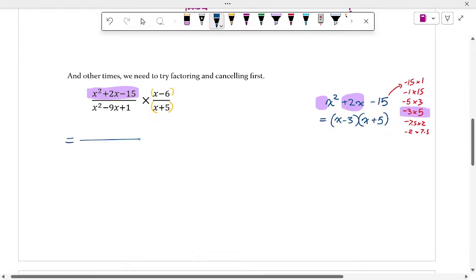And for the top of this first fraction, instead of writing that, I can write x minus 3 and x plus 5. And before we've even done the other one, we have already found something that cancels, right? That x plus 5 is going to cancel with that x plus 5. Do we see that? Awesome. All right, now let's look at the bottom fraction, or the bottom polynomial expression. X squared minus 9x plus 1. Is that going to factor?